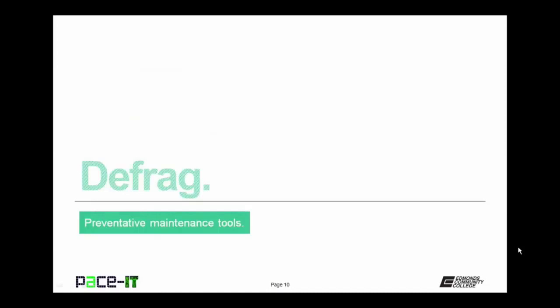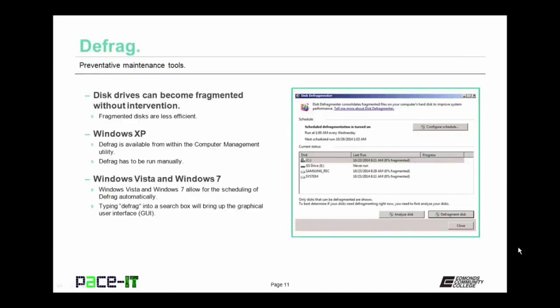Now let's move on to defrag. Drives can become fragmented without intervention. Fragmented disks are much less efficient than ones that are defragmented. It is wise and a best practice to run defrag on spinning disks on a regular basis.